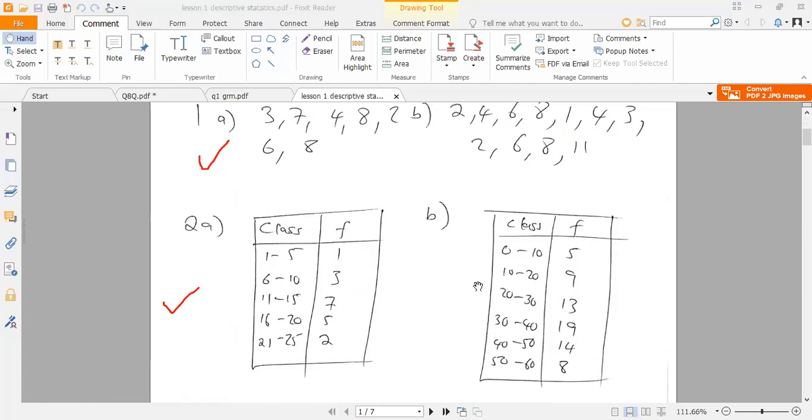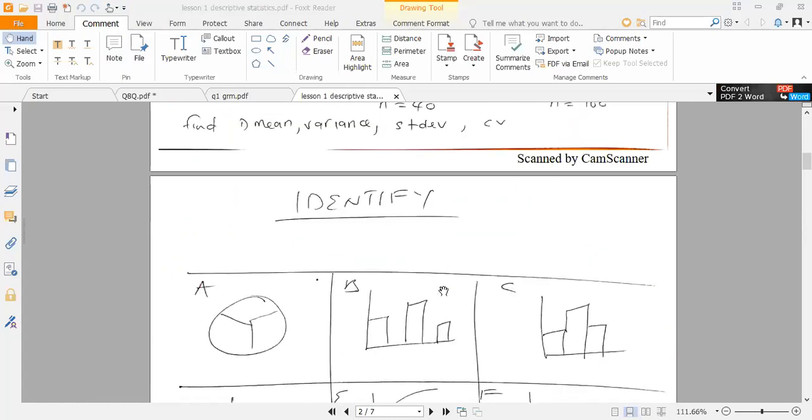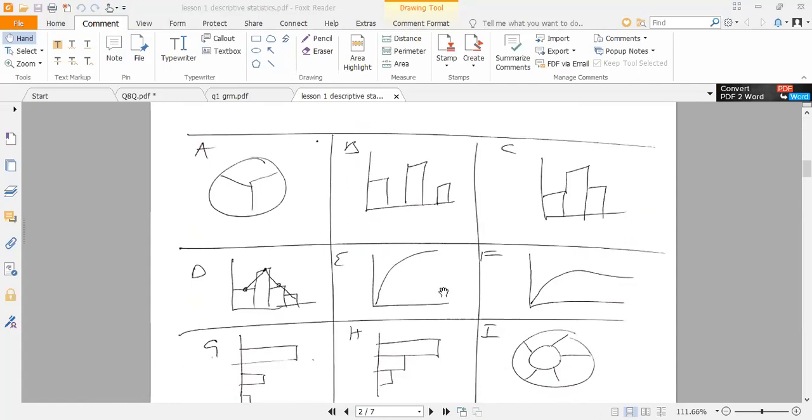So before we go into the nitty-gritties of calculating what are called measures of central tendency and dispersion, we're going to go through grade 12 work by understanding the above pictograms. So we have A, B, C, D up to I, which I need you to identify. What is A? What is B? What is C? Anyone?